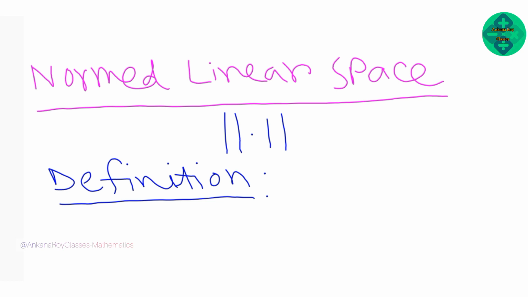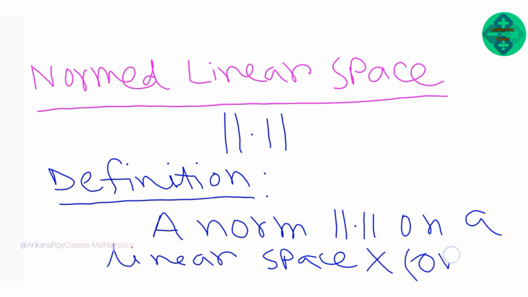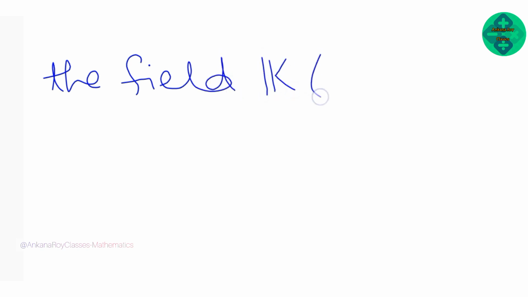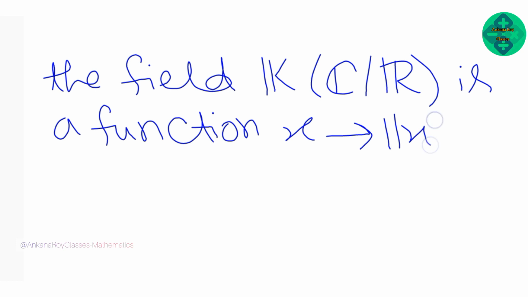first we have to know the definition of a norm. A norm on a linear space X over the field K. K may be C, that is the set of all complex numbers, or R, that is the set of all real numbers, is a function, that is, norm is a function x goes to norm x, where x belongs to capital X.